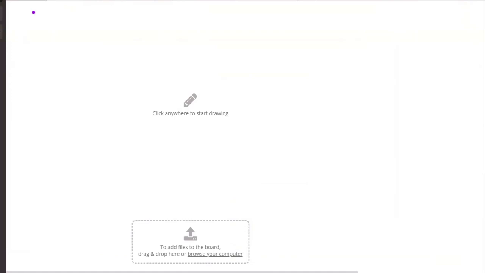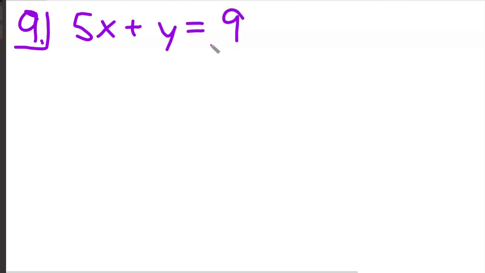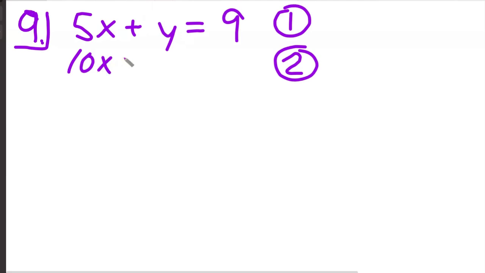We have number 9 here. 5x plus y equals 9. Call that equation number 1. We'll call equation number 2, the one on the bottom, 10x minus 7y equals negative 18.